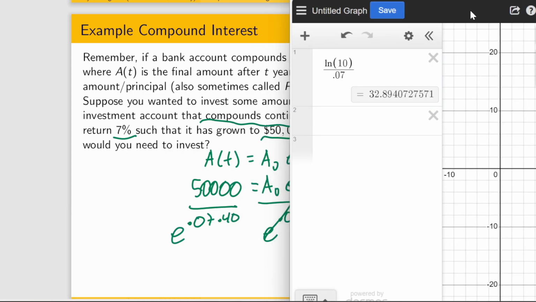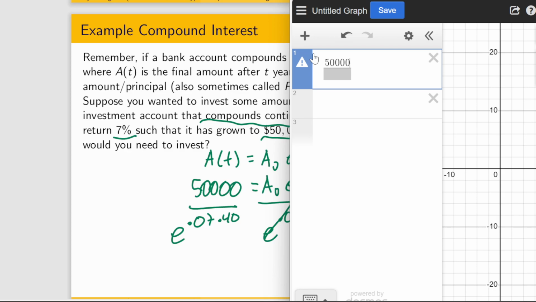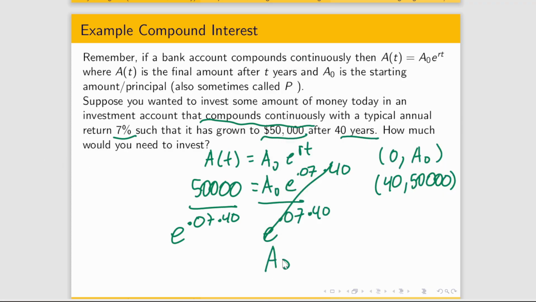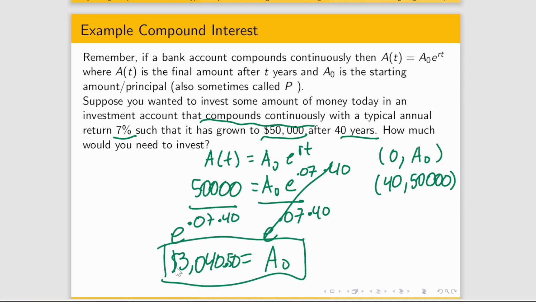So let's go ahead and do that. Here, I want to plug in 50,000 divided by e to the 0.07 times 40. So if I invested $3,040.50, that would happen. Which I think is super cool, because in a comparative sense, that's $47,000 for, again, doing nothing, which is awesome. So I encourage you to look into it.